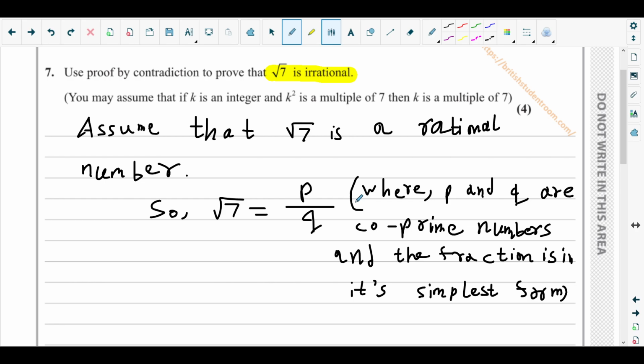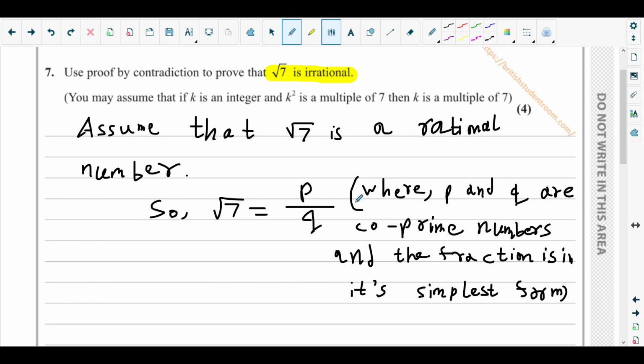And you should have known this concept that rational numbers can be represented as fractions, like 2. 2 is a rational number, so we can write 2 as 4 over 2. We can write 16 over 8. We can write 30 over 15. Like 2 can be represented as a fraction.